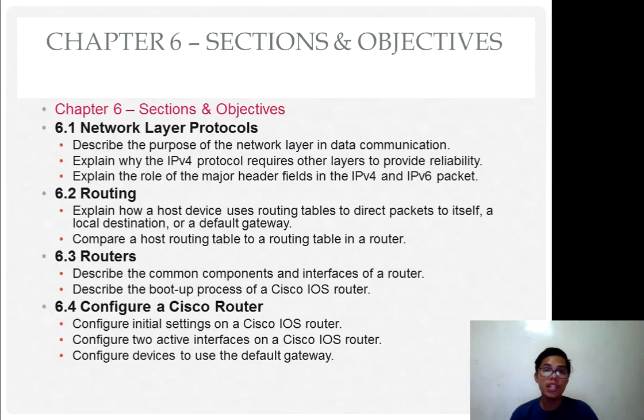Chapter 6, Sections and Objectives. Chapter 6.1, Network Layer Protocols. Describe the purpose of the network layer in data communication. Explain why the IPv4 protocol requires other layers to provide reliability. Role of major header fields in IPv4 and IPv6 packets. Routing: explain how a host device uses routing tables to direct packets to itself, a local destination, or the default gateway. Compare a host routing table to a routing table in a router.